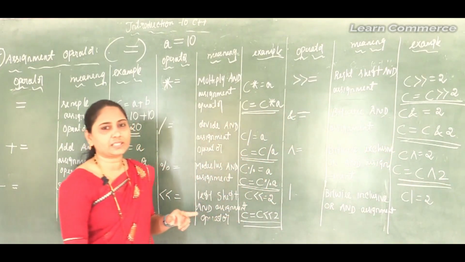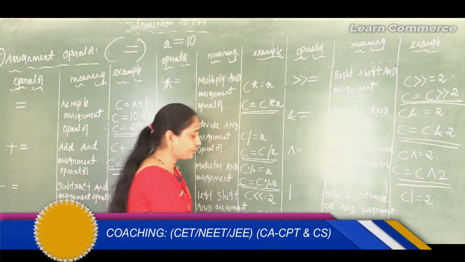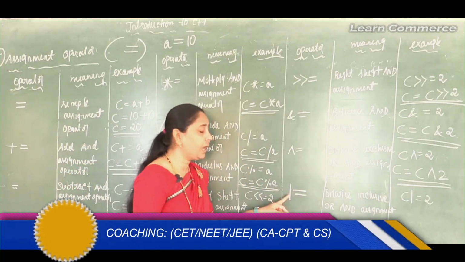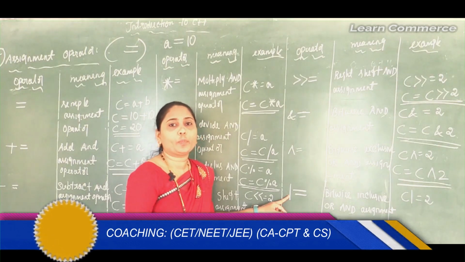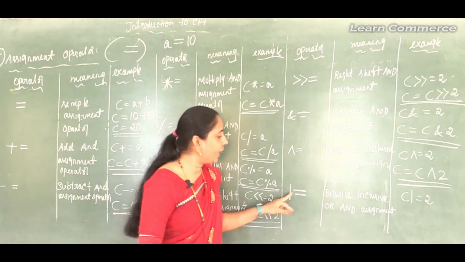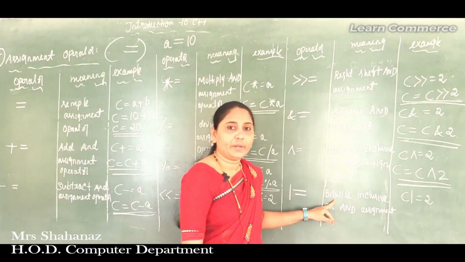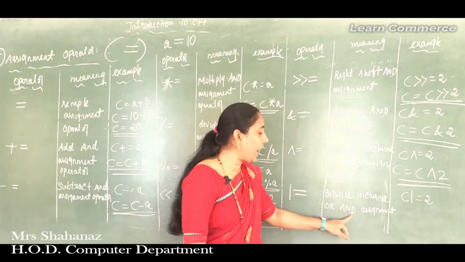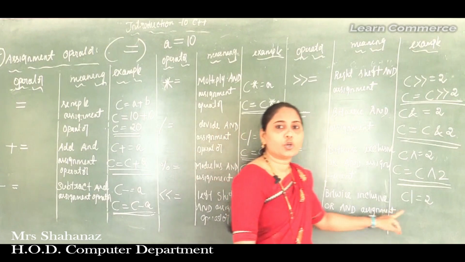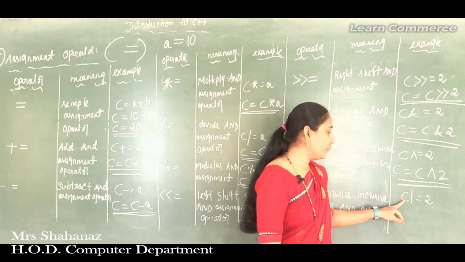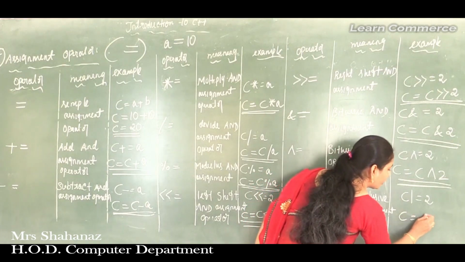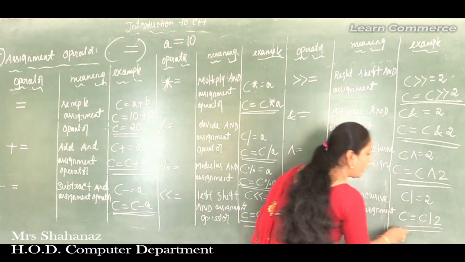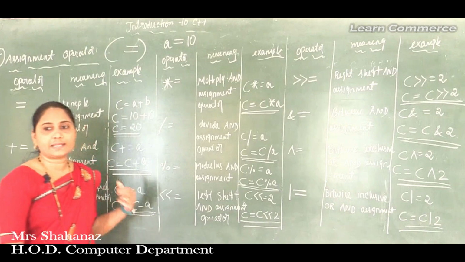And lastly, the last operator is the inclusive or, the bitwise inclusive or bitwise or operator. So we can say the bitwise inclusive or and assignment operator. The shorthand is C bitwise or equal to 2, so C is equal to C bitwise or 2. So these are some examples of the assignment operator.